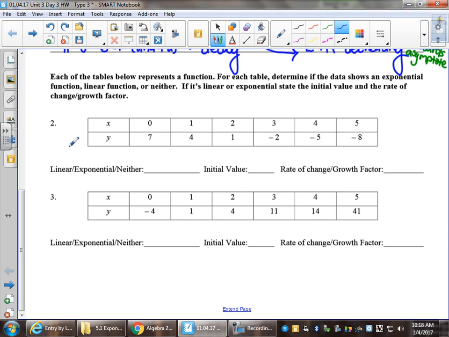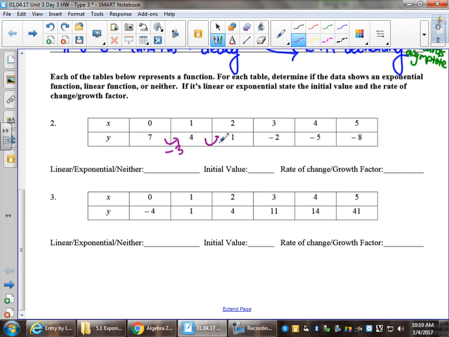Let's take a look at this first one, number 2. I first pay attention to my x values. These are increasing by 1. My y values. To get from 7 to 4, my first thought is that nothing times 7 is 4 that I can think of. So first, let's see. To get from 7 to 4, that's minus 3. 7 minus 3 is 4.